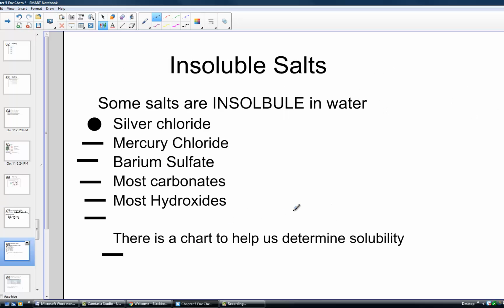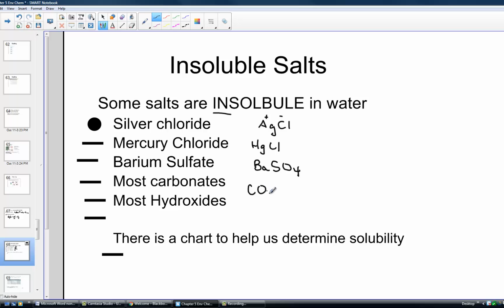Ionic compounds tend to be water soluble. However, there are some salts that are insoluble in water, such as silver chloride. Silver chloride is not an electrolyte. It does not dissolve in water. In other words, the electrostatic attraction between the silver ion and the chloride ion is greater than its attraction to the water molecule, and therefore it remains intact and does not dissolve. Mercury chloride and barium sulfate are also insoluble salts, where the attraction between the ions is greater and therefore they stay together.